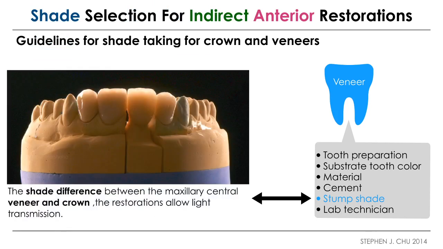Okay, for the stump shade, if the stump shade of all ceramic restorations, except for zirconia, is not recorded, what will happen? It will become a different shade when placed in the mouth, because we'll find a difference between the maxillary central incisor and the crown. And also we have to know that the light transmission of the crown is different from the light transmission of the veneers.